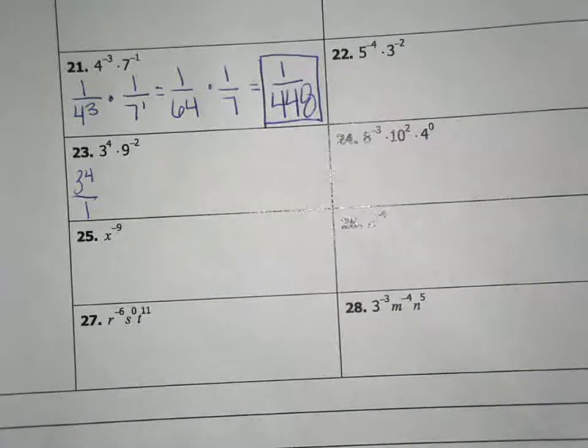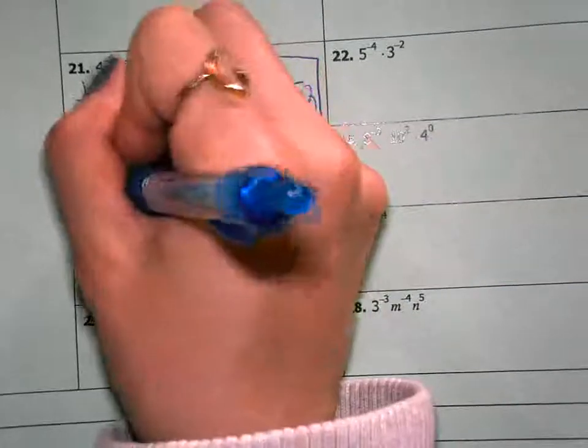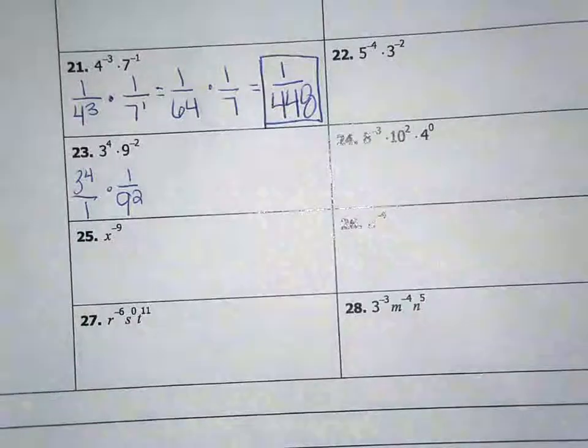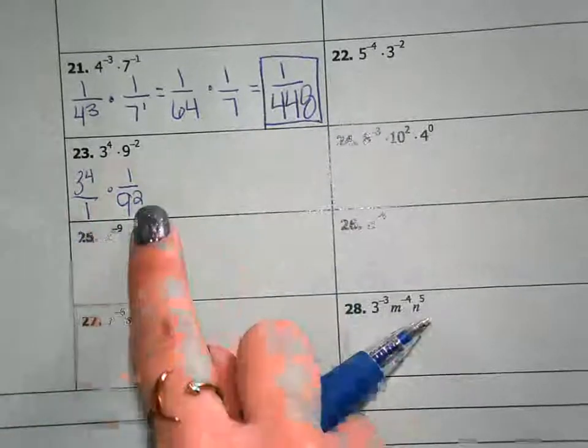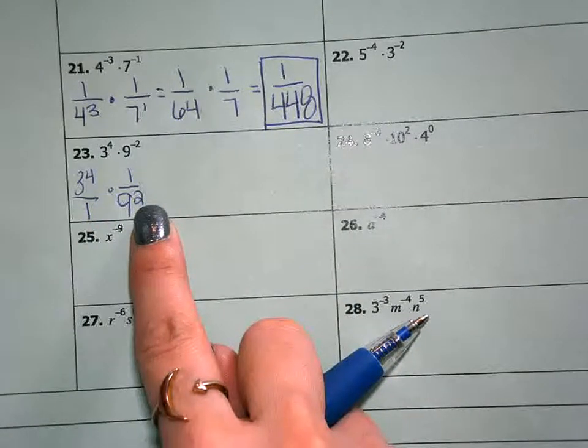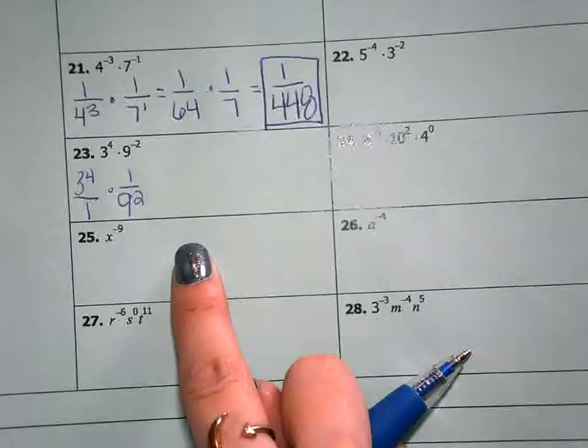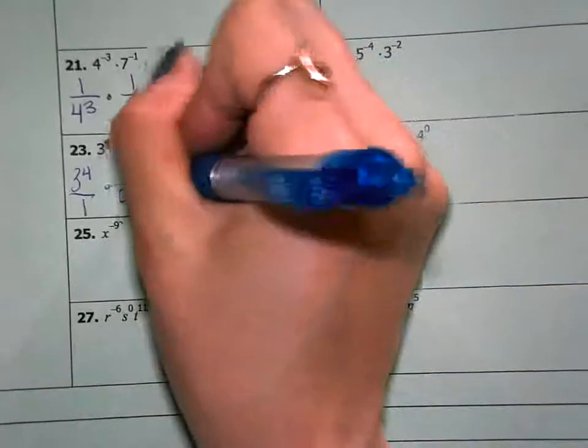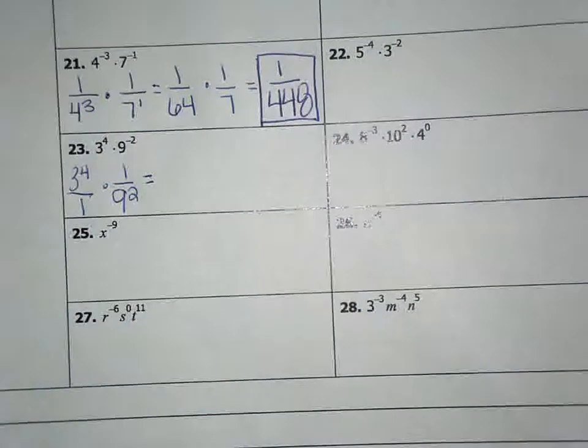Which means the second one, the 9 to the negative second, should be rewritten as what? 1 over 9 to the 2nd. Are there any questions on that part? So part 1, rewrite them so they are all positive exponents. Step 2, solve the exponents. So everyone solve 3 to the 4th and 9 to the 2nd for me.